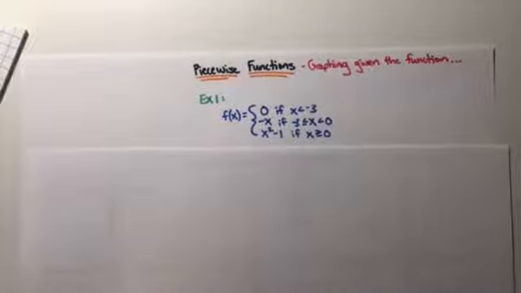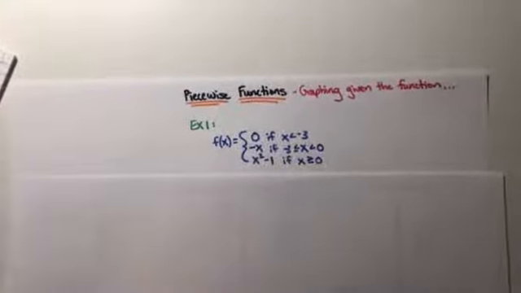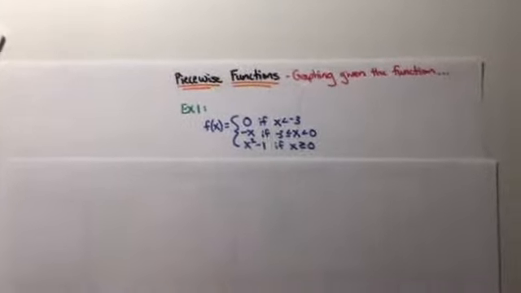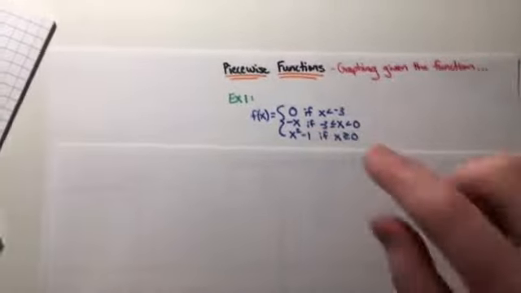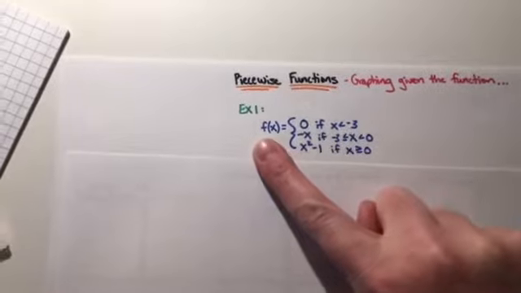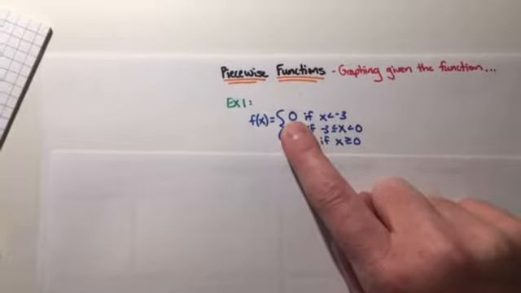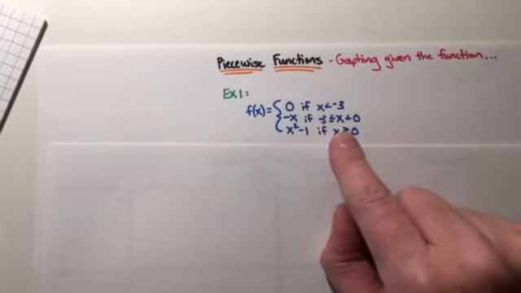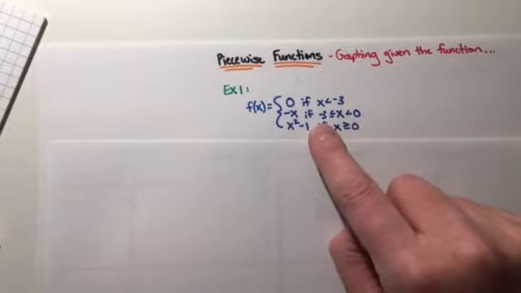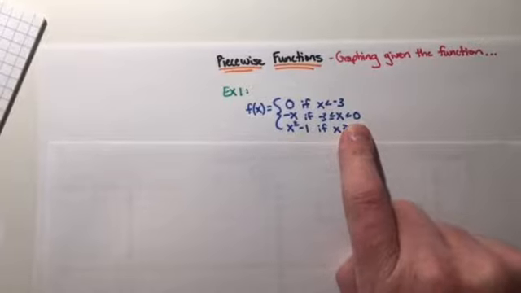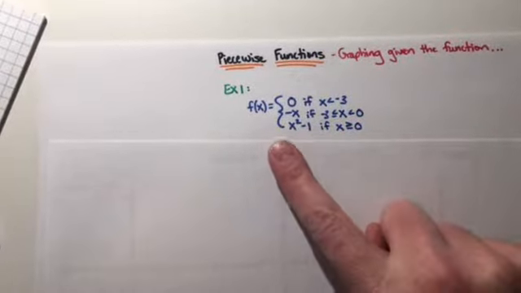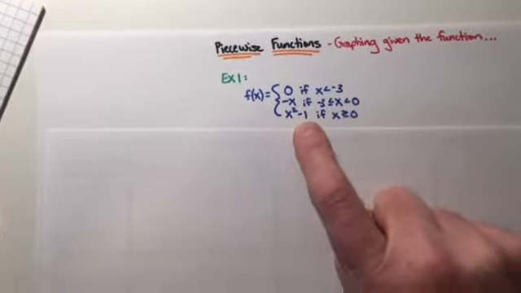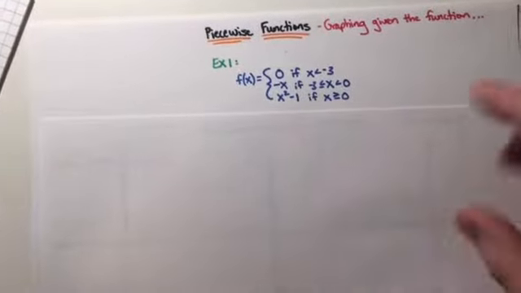In this video, I'm going to go over an example of graphing a piecewise function if you're given the function. And this one we are given f of x is equal to 0 if x is less than -3, negative x if x is between -3 and it's equal to -3, and then it goes to 0 but not equal to 0. And x squared minus 1 if x is greater than or equal to 0.